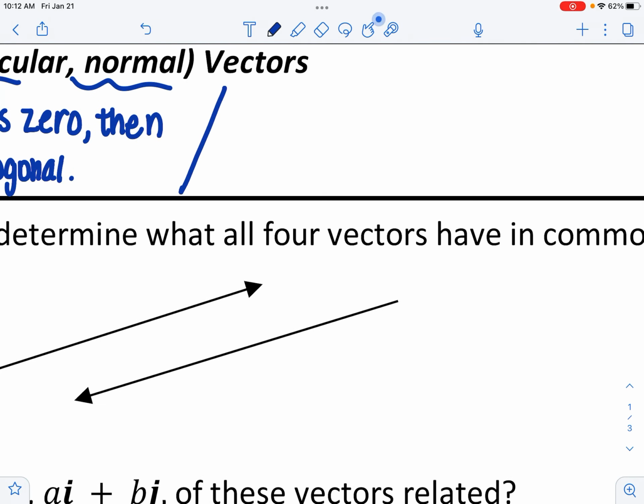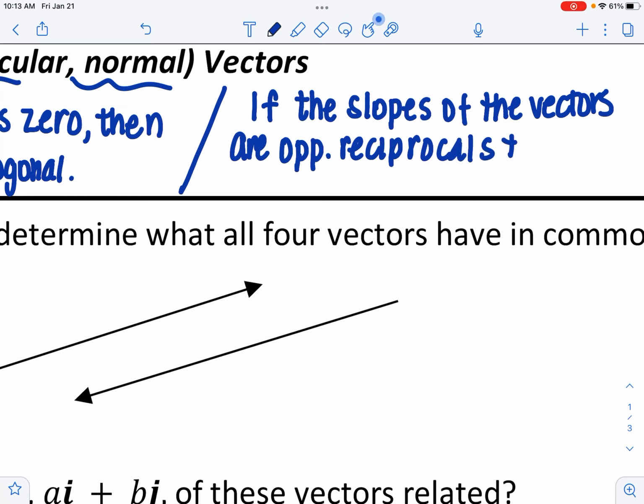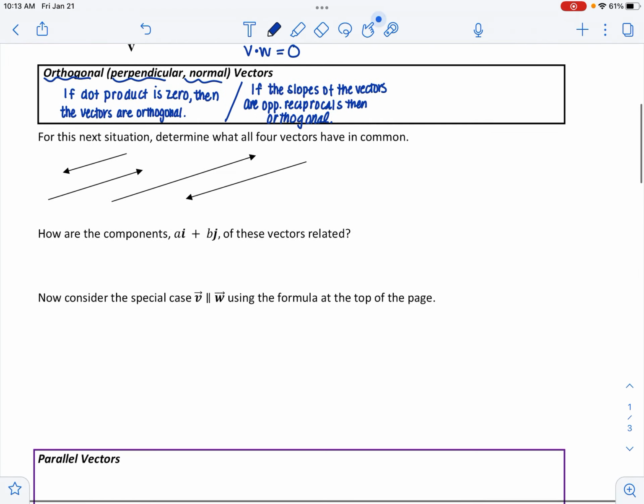Another way that we know the vectors are orthogonal is if we look at the slopes. If the slopes of the vectors are opposite reciprocals, then they're orthogonal. I'll show you how to do that second part when we get to examples that ask us about it.